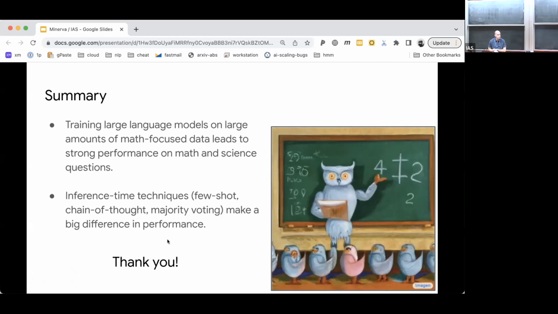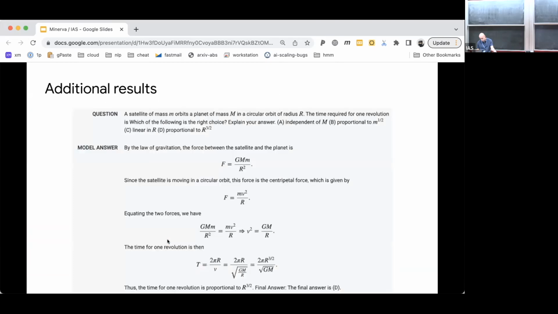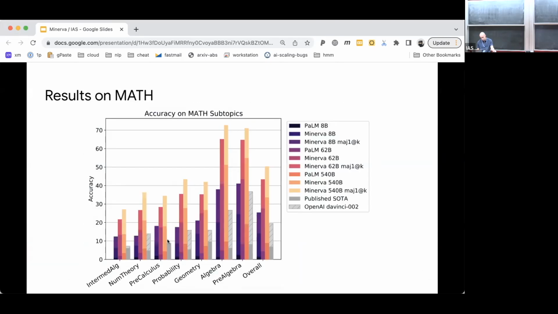Maybe a curiosity. When you were showing the results of the various tests in the various subjects, it seemed like it was quite different depending on the subject. I think algebra was doing very, very well, and maybe calculus not so much. Do you have any idea why that's the case? Is that the format of the questions?